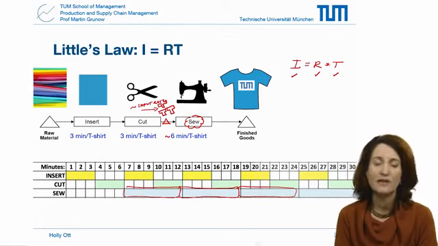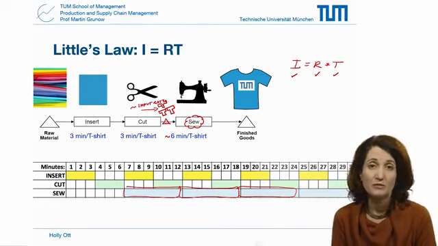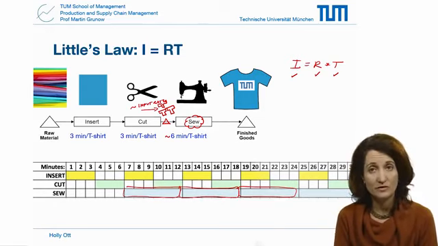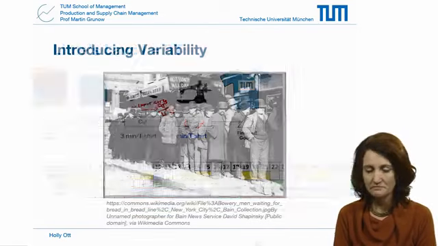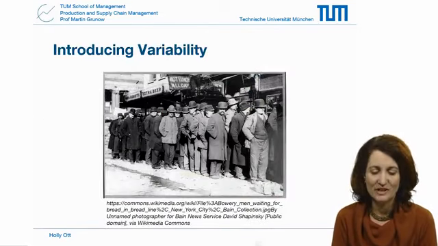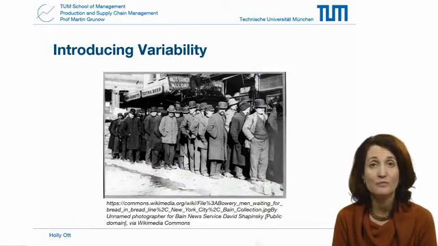Now, this is easier to imagine maybe in other examples. What about the cafeteria at lunchtime? You go for your lunch, you have to wait in line for food, then you have to wait in line to pay, for example. Here's a picture of a queue. Now, what's the inventory in this picture? It's the people.